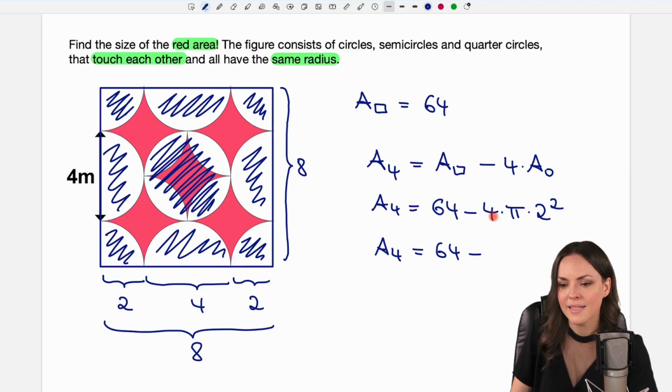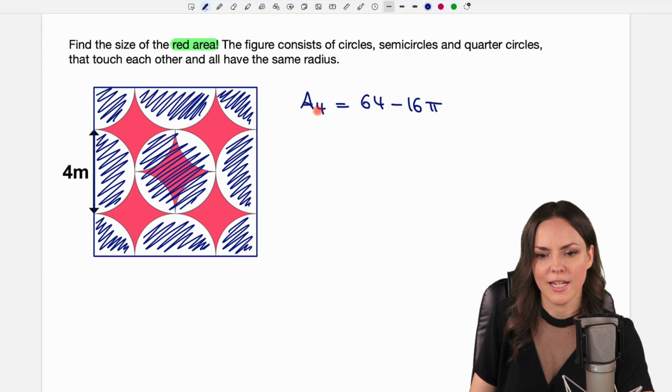64 minus, here I have 2 squared equals 4. So I have 4 times 4, which equals 16, and the pi here as well. So this is the exact value of the size of my 4 stars. I take this to the next page. I don't want to find the size of 4 stars, I need 5 stars. But well, I can find 5 then as well.